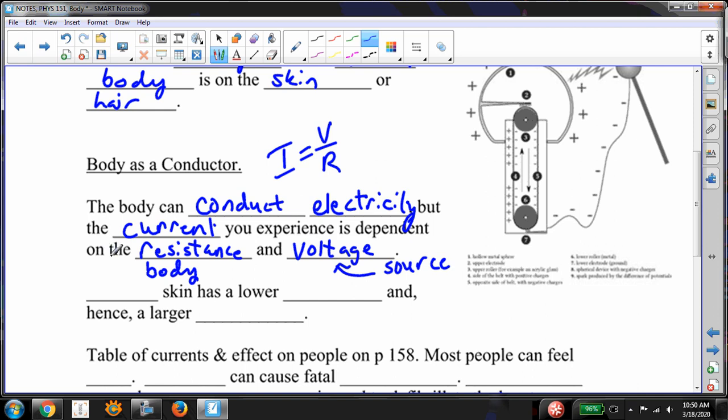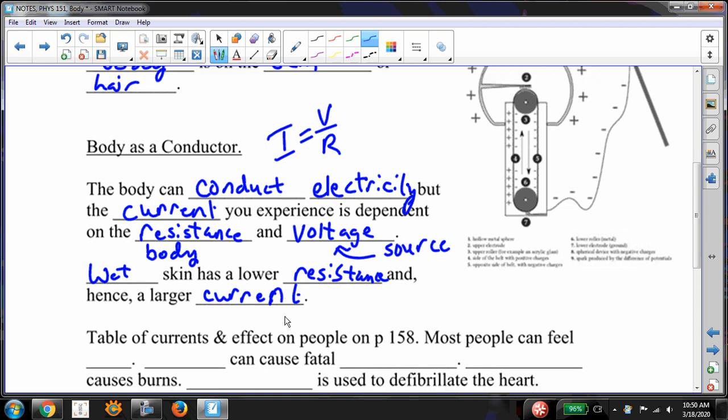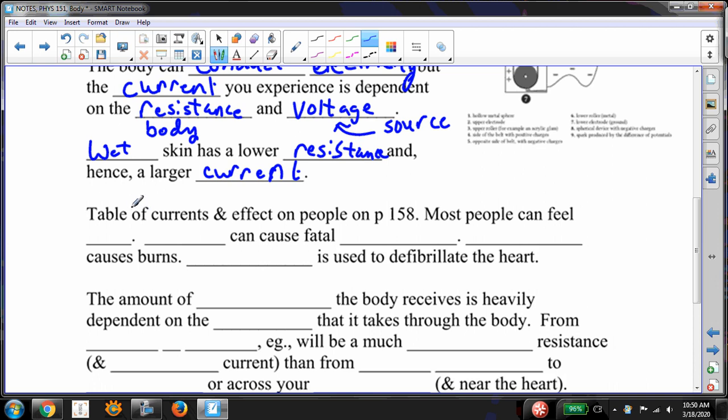Wet skin has a lower resistance, and hence it will have a larger current. So you may have seen old wizened electricians, as they're testing wires to see if there's current, lick their fingers before they touch them. When you do that, it lowers the resistance of your body and allows more easily for the flow of electricity. There's a table of currents and the effect on people on page 158.